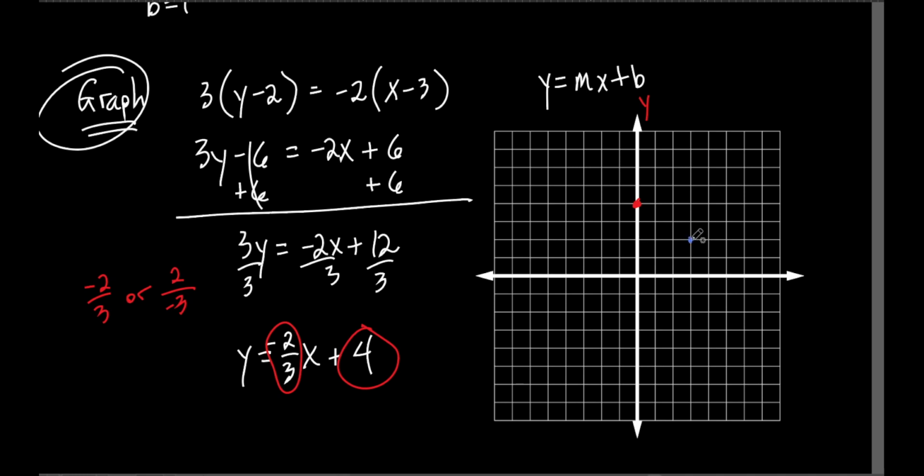Put a point. What if you did it the other way? What if you did 2 over negative 3? Watch, you're going to get the same exact line. So this one I would rise 2 and run to the left 3, 1, 2, 3. Check it out. Everything lies on the same line, doesn't it?